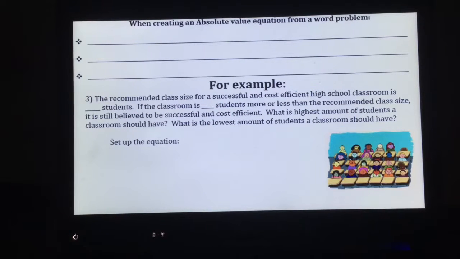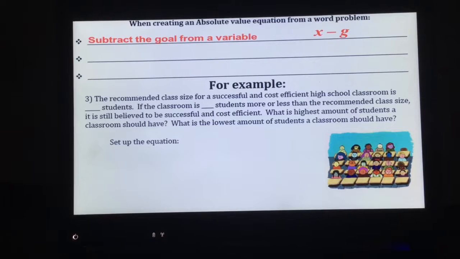All right, so here are the 3 steps that you need to take when you are creating the absolute value equation from the word problem. So step 1 is to subtract the goal from a variable. All right, so say that the variable was x. You would be subtracting the goal from x. So that's where we have x minus g.